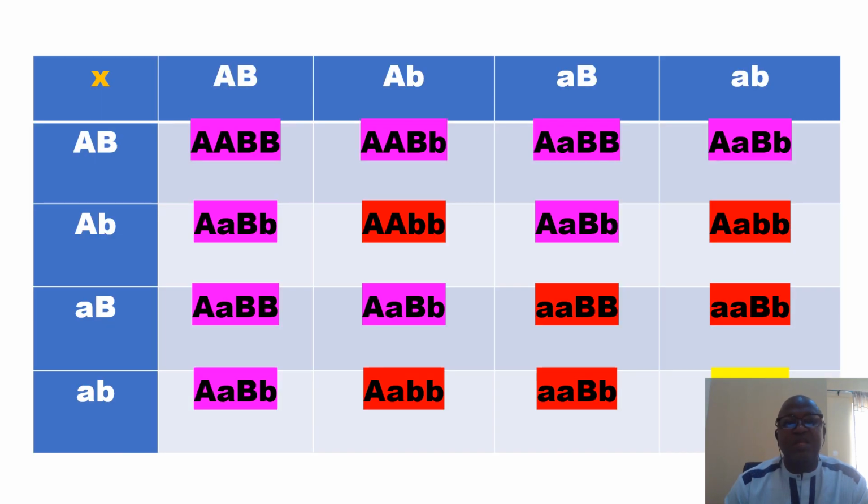So let's look at an example. You can see the phenotypic ratios that came up. We have 1, 2, 3, 4, 5, 6, 7, 8, 9, as against 1, 2, 3, 4, 5, and 6. 9:6.